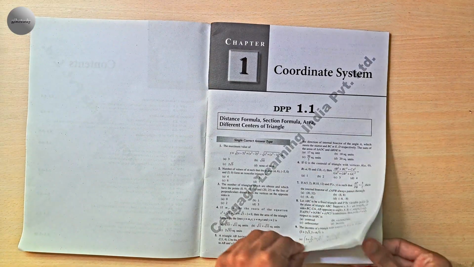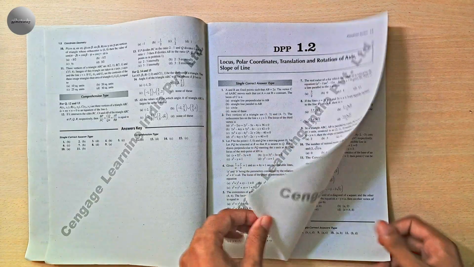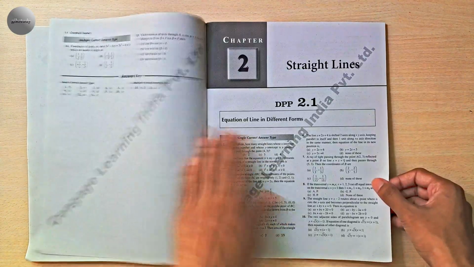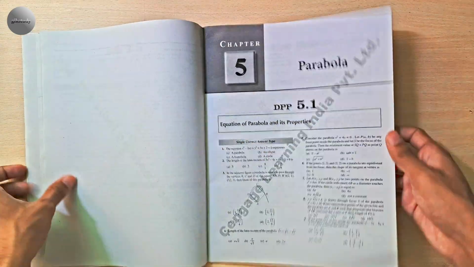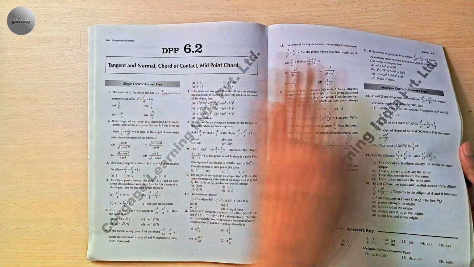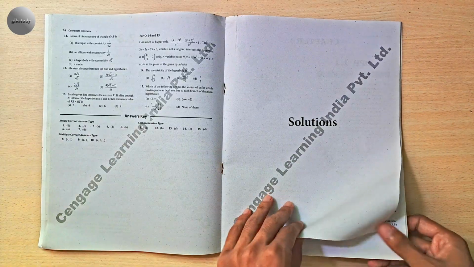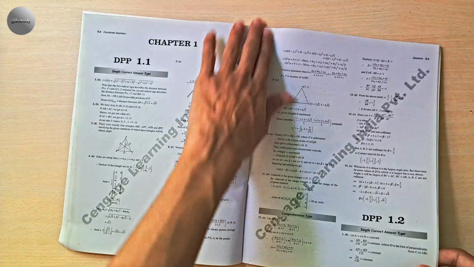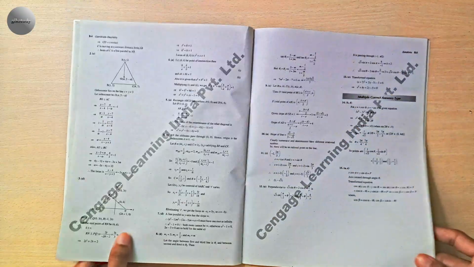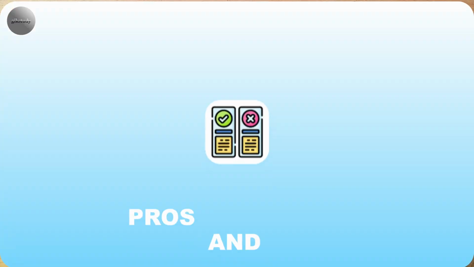Here you can see the chapter 1 DPP 1.1, then DPP 1.2, then here is chapter 2. And that's it for every chapter. There are different types of questions here, like single correct answer type, multiple correct answer type, sometimes subjective type questions also. At the end of the DPPs you get the answer key, and you can find the solution sections. Here you can find all the solutions. So here you can see, and that's it.